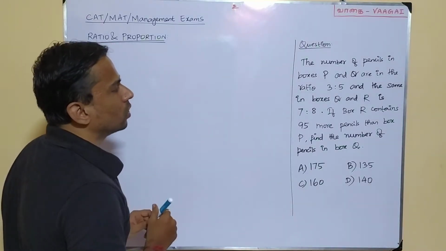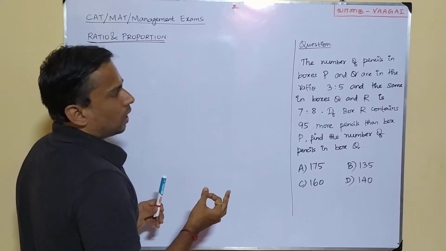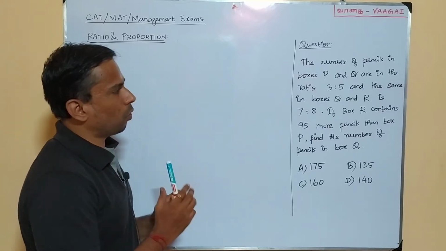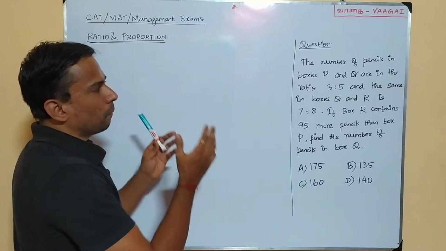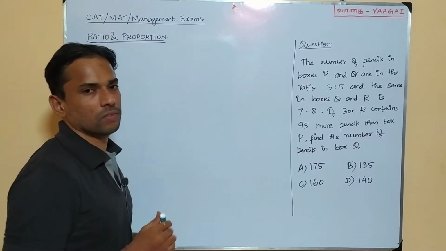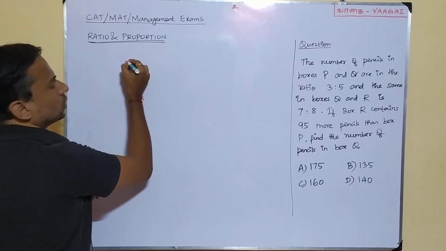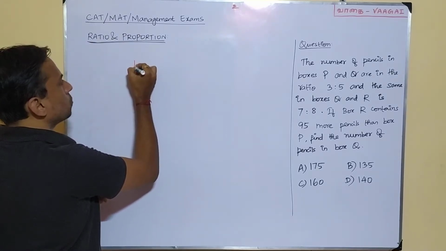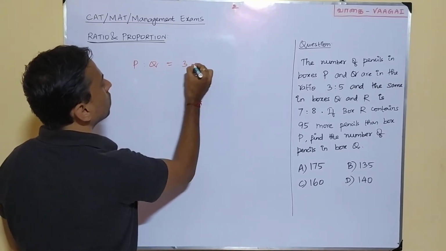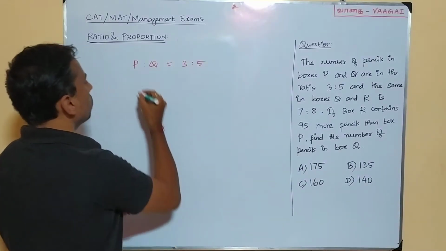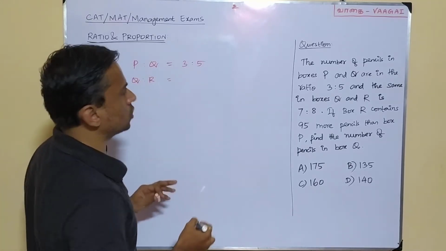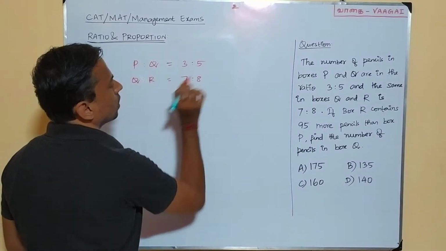So let's just note it. There are three boxes here, P, Q and R, and there are some pencils inside the boxes. What they have given here is the P:Q ratio, and at the same time the Q:R ratio also. So let's note them. The number of pencils in the boxes P:Q is going to be 3:5. And they also gave the Q:R ratio, the number of pencils in boxes Q:R, which is 7:8.